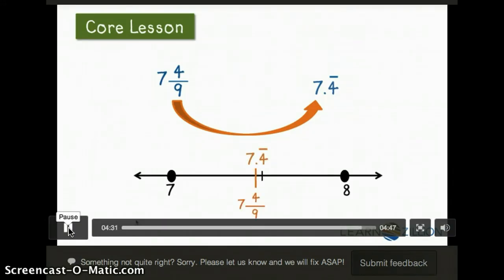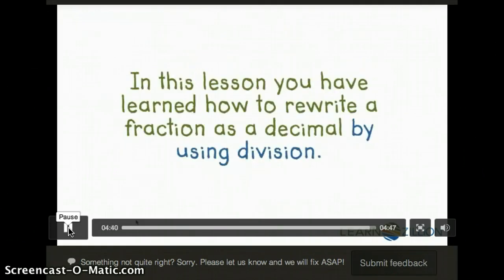And we would estimate that 7 4/9 and 7.4 with a line over it would be in the same place. In this lesson, you have learned how to rewrite a fraction as a decimal by using division.